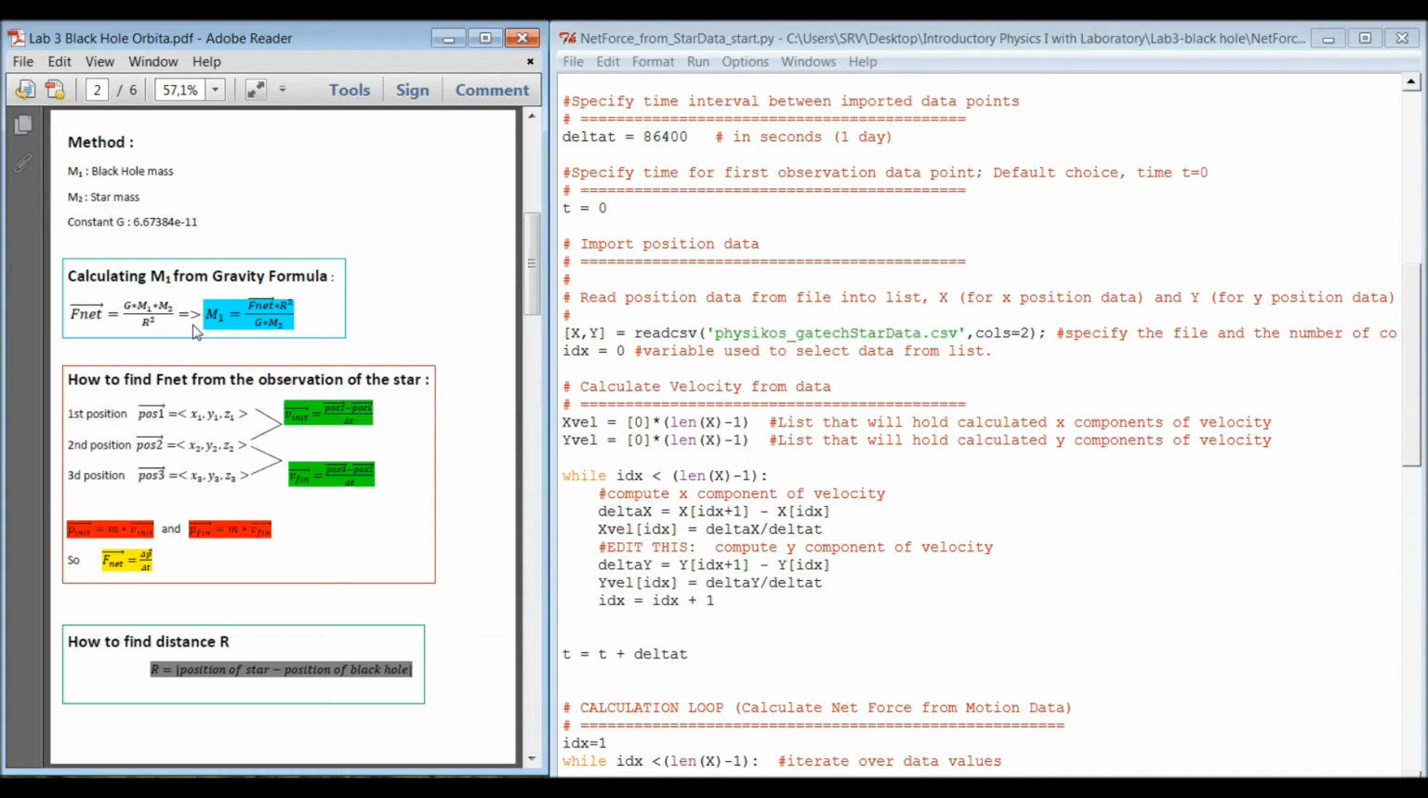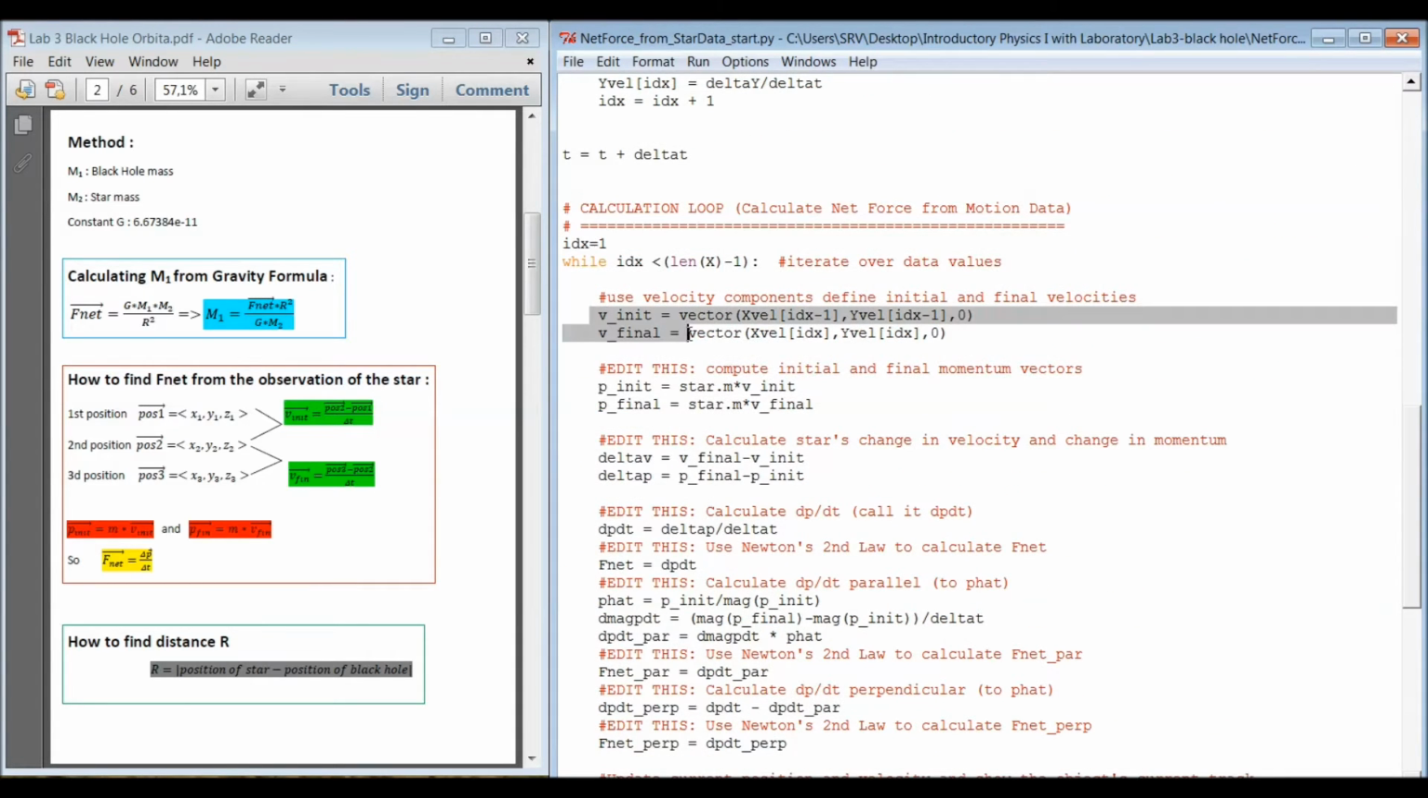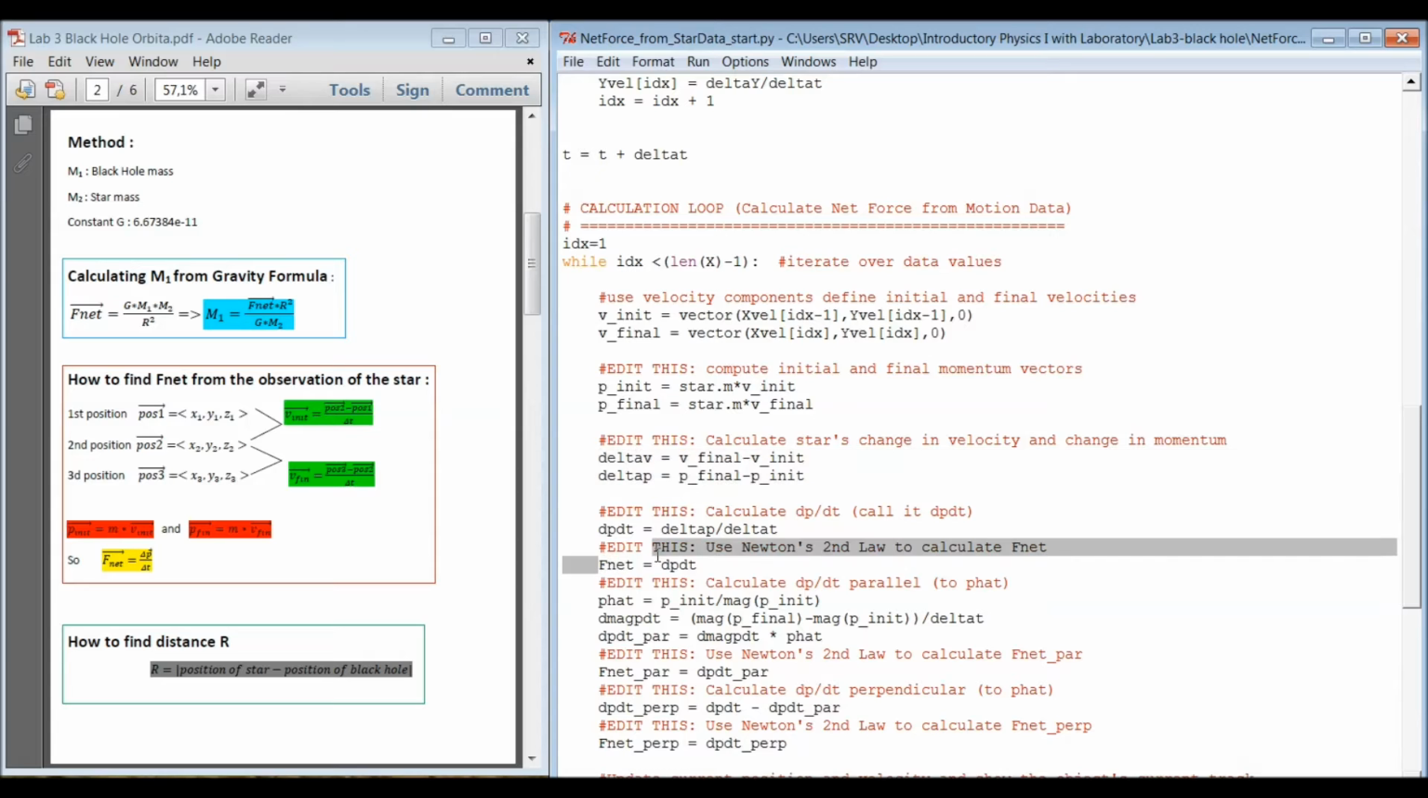So we take the first three positions of the star, we calculate the initial velocity, then we calculate another velocity after that. Then we take the momentum initial and the momentum final, and we calculate Fnet, which is delta p over delta t. We can see also here on VPython the initial velocity and final velocity, the momentum, the change in the velocity and the momentum, and of course Fnet, delta p over delta t.